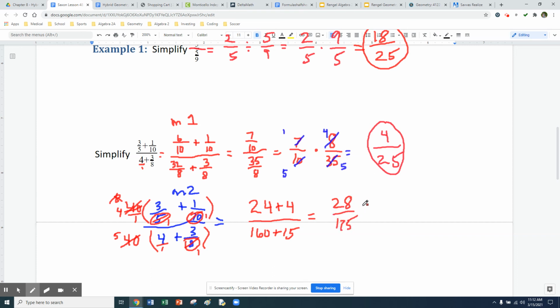Now we should get the same thing as up here. Well, a little bit of simplifying. We can divide by 7, which is going to give us 4/25. So there are 2 methods we can use to solve that. My preference is method 1, where we just get a fraction in the numerator and a fraction in the denominator. Then we can just use division of fractions, which is multiplying by the reciprocal. But you can also clear your denominators using that LCM.